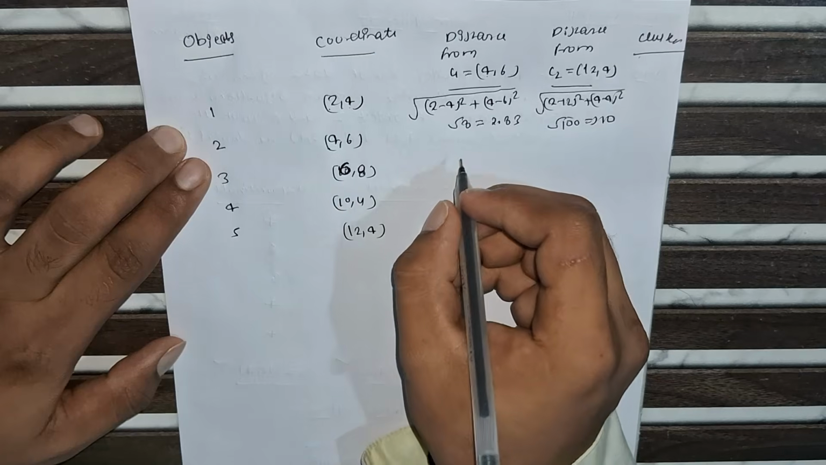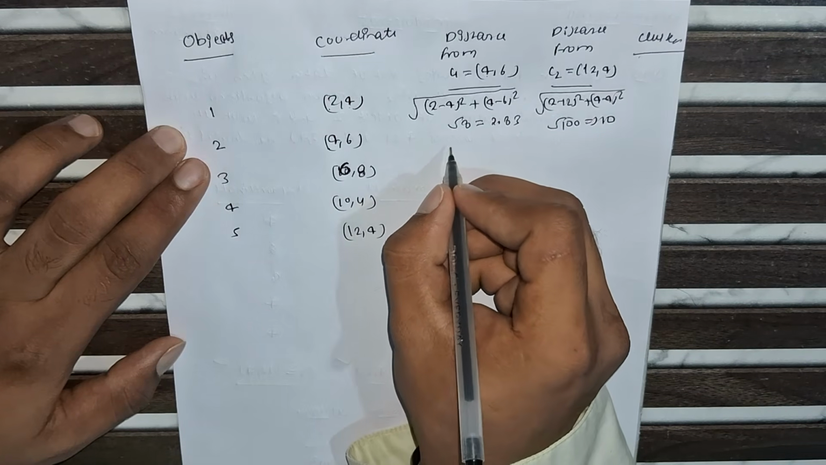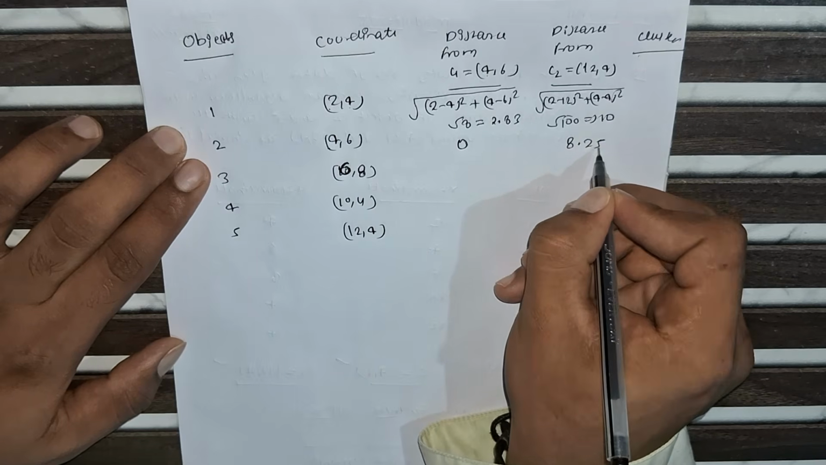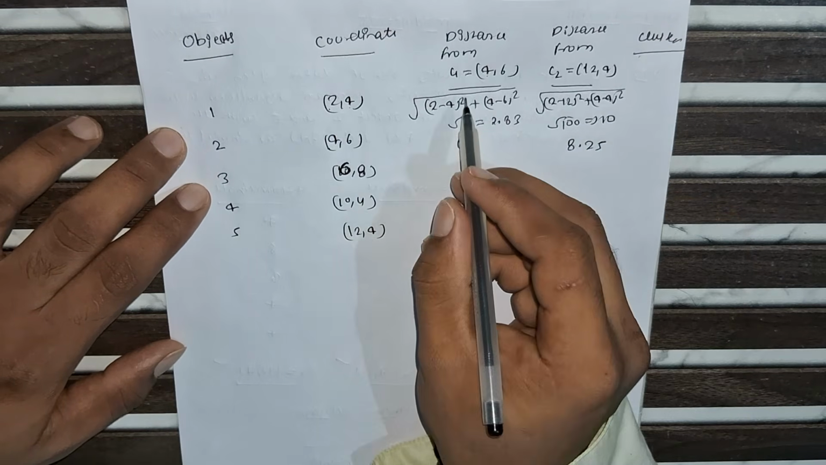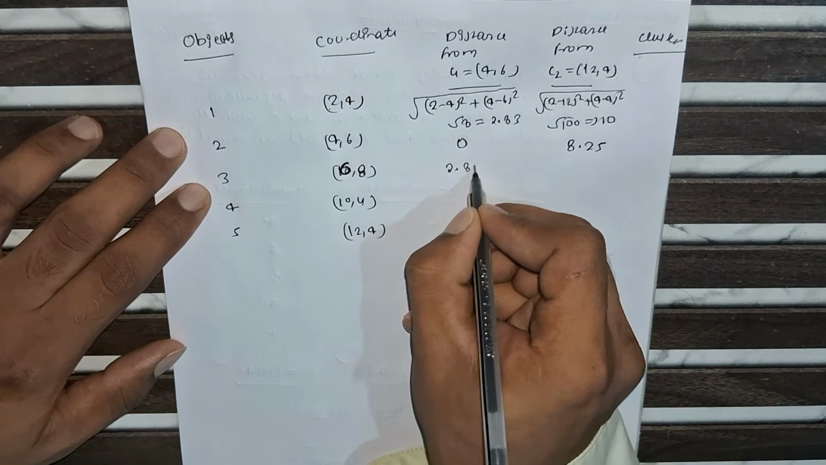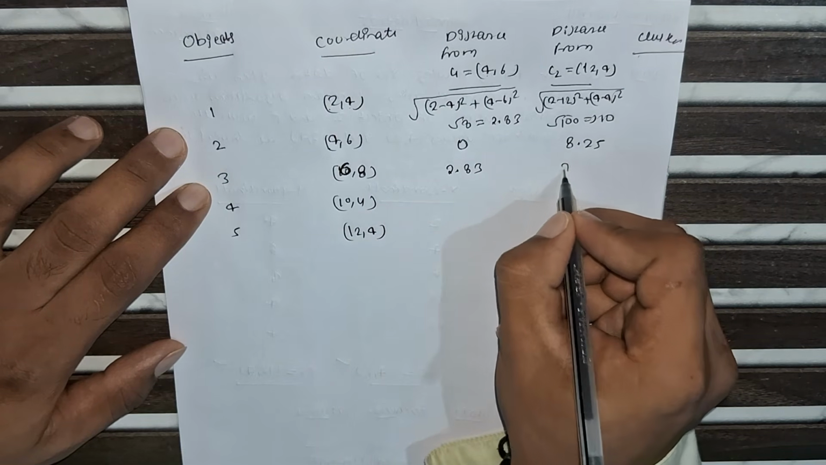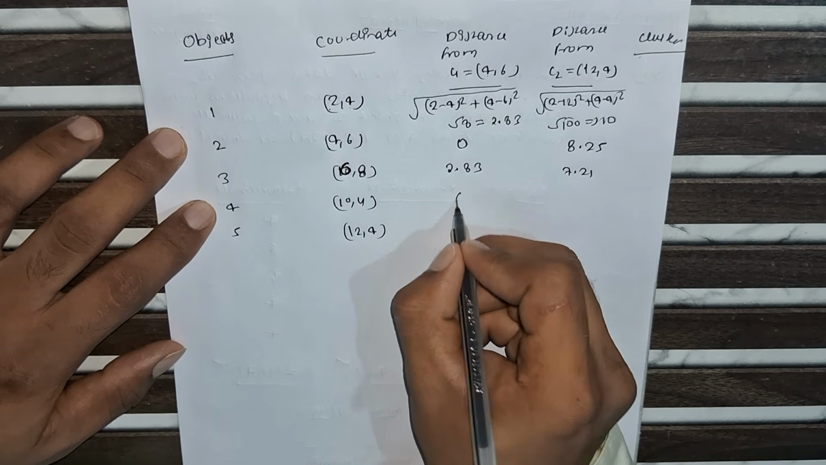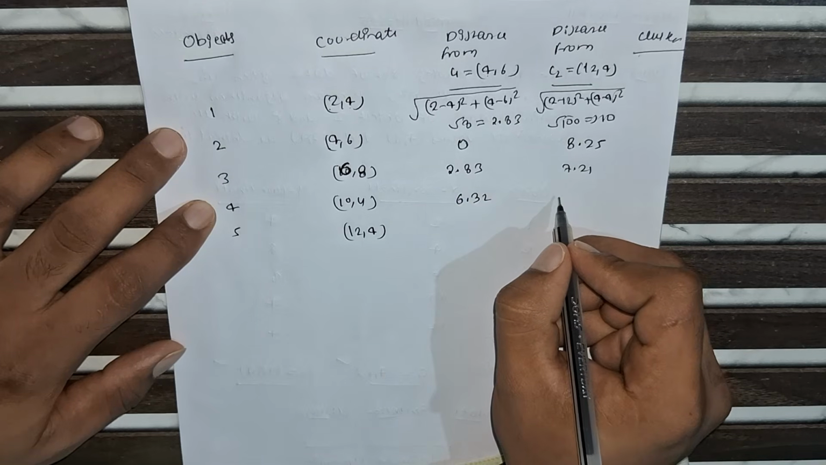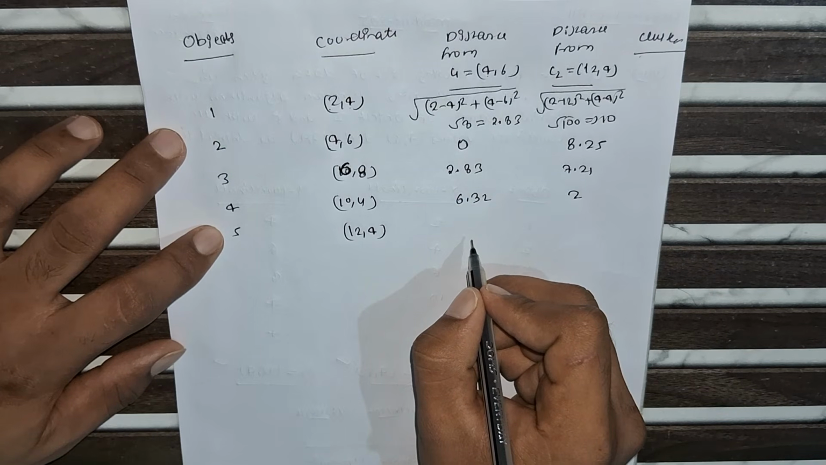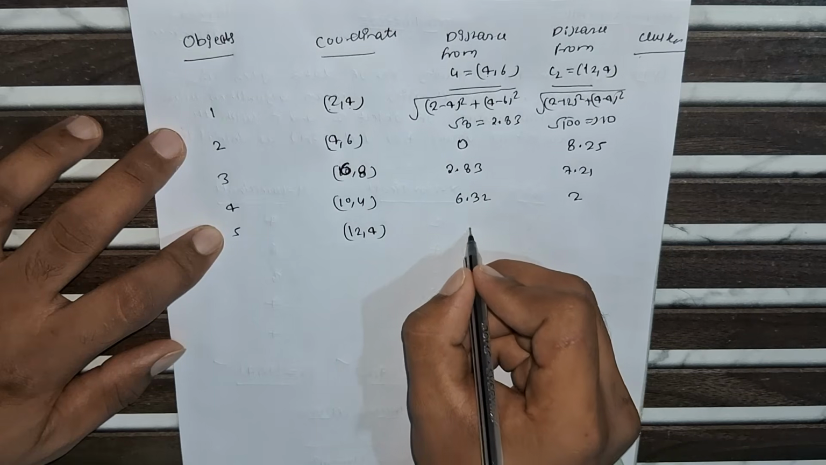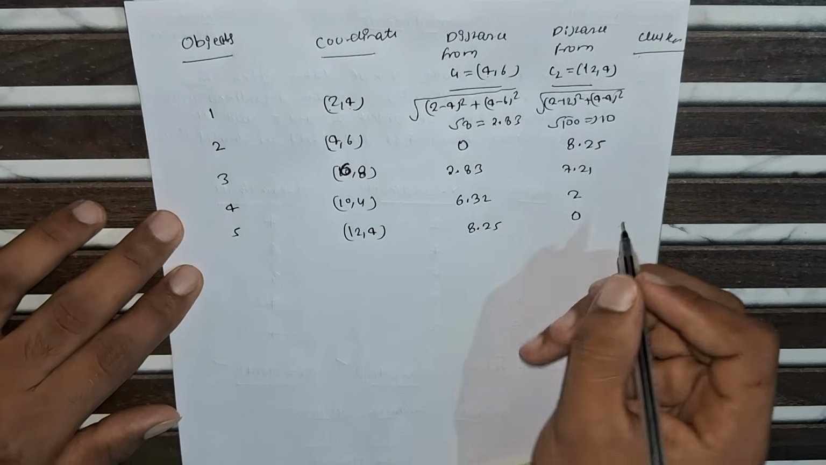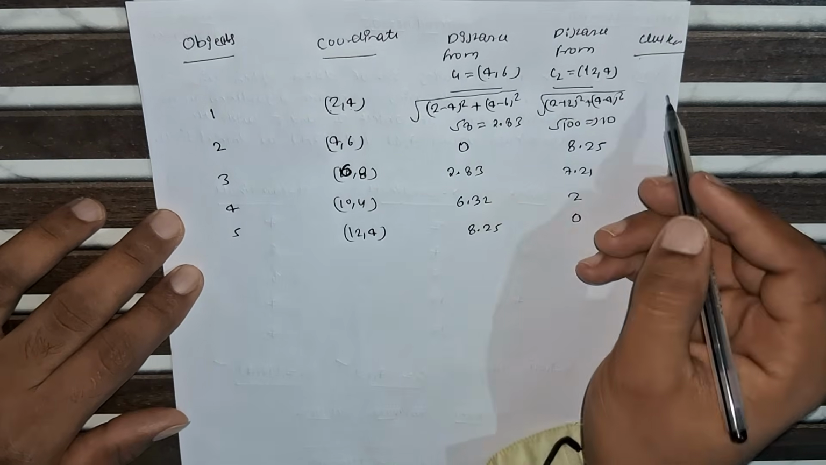For the second object, our distance from C1 is 0 and from C2 it is 8.25. For object 3, our distance from C1 is 2.83 and from C2 it is 7.21. For object 4, our distance from C1 is 6.32 and from C2 it is 2. For object 5, distance from C1 is 8.25 and from C2 it is 0. So now on the basis of this distance we are assigning clusters here.